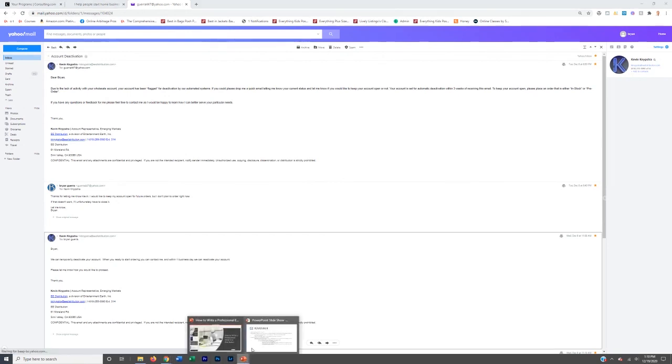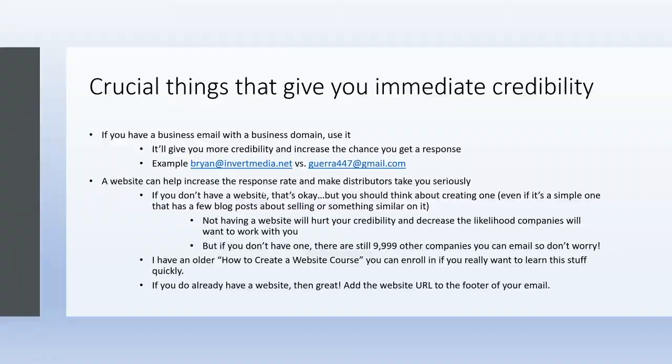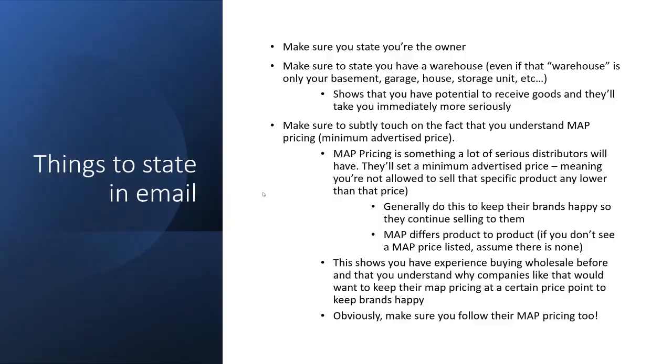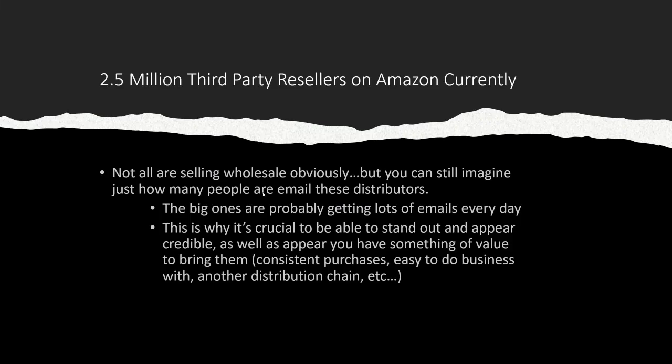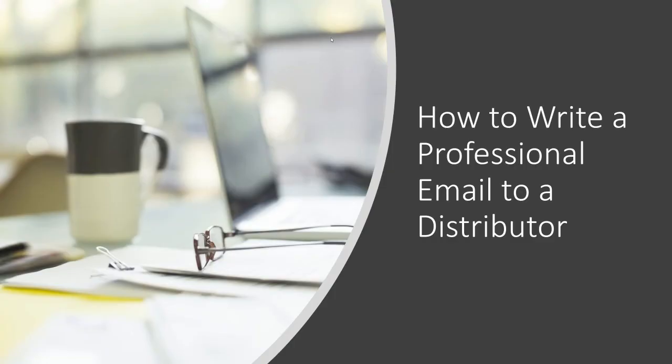So understand that these things are crucial. You need to remember a lot of these things, but the main thing to remember is to do all of these things, because they're all important. You are competing with so many other people to sell, and these companies are getting hundreds of emails probably a week, and maybe hundreds of emails a day. So that's how you write a professional email to a distributor so that you can obviously get a response and potentially purchase more profitable products.